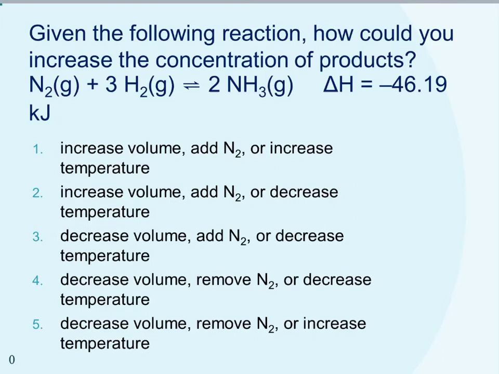So now let's look at an example here. Given the following reaction, how could you increase the concentration of products? So we're looking at which type of changes will increase the concentration of products. We're given a balanced chemical reaction. We're also given the delta H value, so we need to think about whether heat is a reactant or a product. So at this point, pause the video for a few seconds, think about the problem, figure out what the answer is, and we'll come back in just a second to give you the correct answer and explain why it is the correct answer.